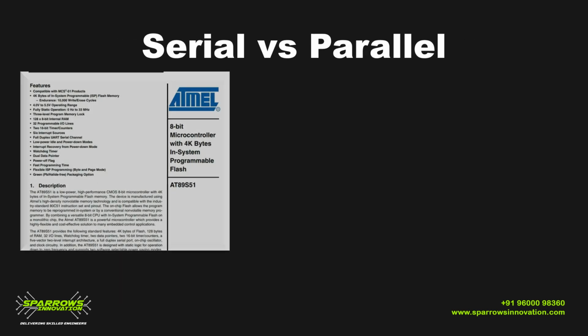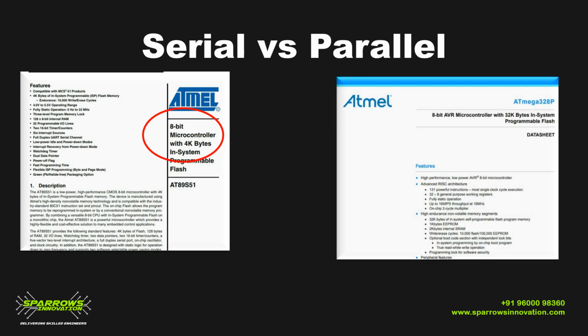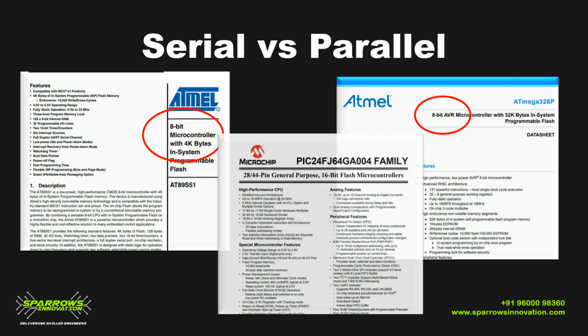First we see about serial and parallel communication. You can see there are different communication, serial and parallel communication. First, before seeing parallel communication, you can see there are different data sheets of the microcontrollers. One is 8051 and another one is Atmega 328P and another one is PIC microcontroller. These microcontrollers are different ranges of microcontroller.